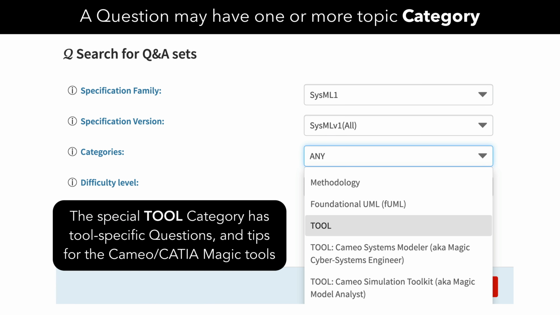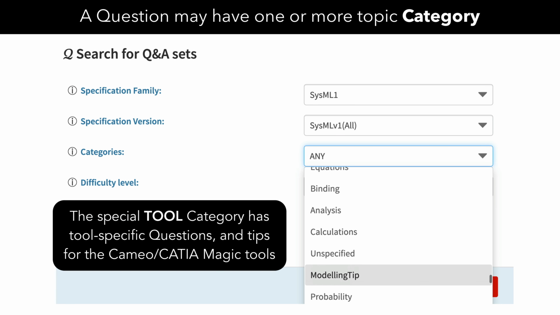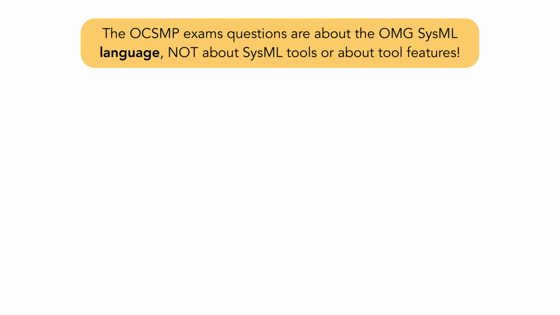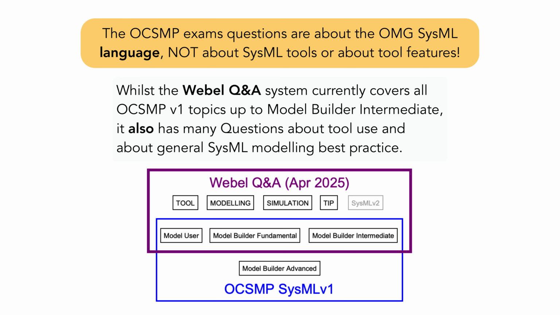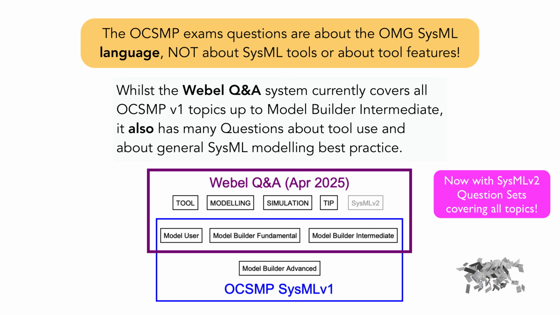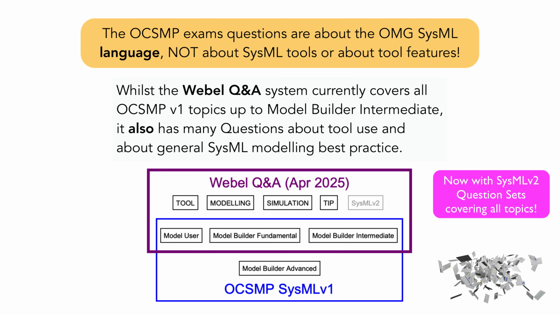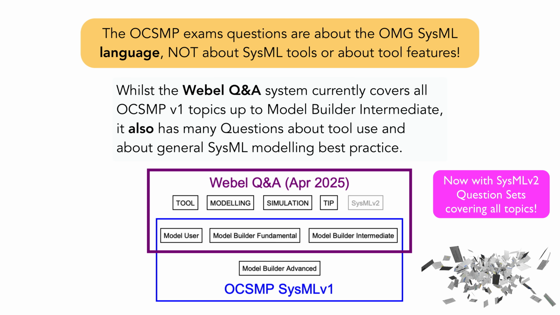The Special Tool category has tool-specific questions and tips for Cameo, CATIA Magic tools. The OCSMP exam questions are about the OMG SysML language, not about SysML tools or about tool features. Whilst the Webel Q&A system currently covers all OCSMP version 1 topics up to Model Builder Intermediate, it also has many questions about tool use and about general SysML modeling best practice.